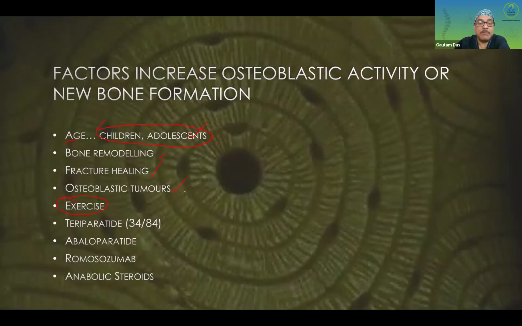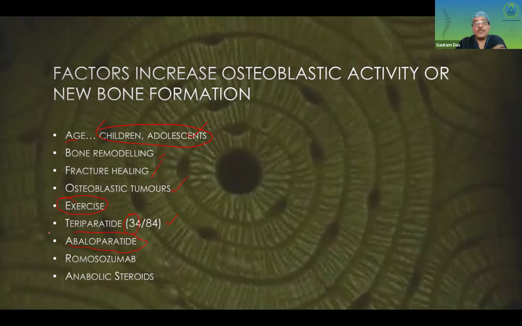Then teriparatide. What is teriparatide? It is the amino acid sequence 1 to 34 of parathormone, basically a parathormone analog. It acts on the same parathyroid 1 receptor. And another one is abaloparatide. Abaloparatide is not available yet in India, but it has been used in other countries. So their basic mechanism is the same. They act on the parathyroid 1 receptor, and as I told you, they are parathyroid analogs.